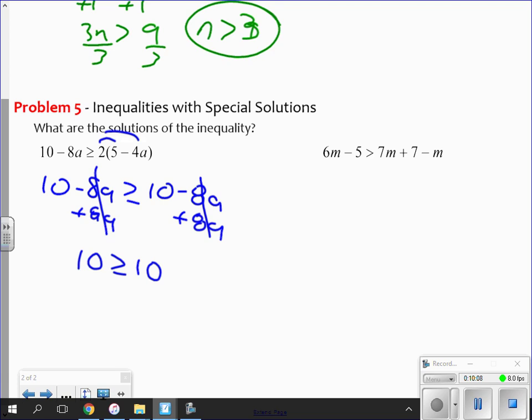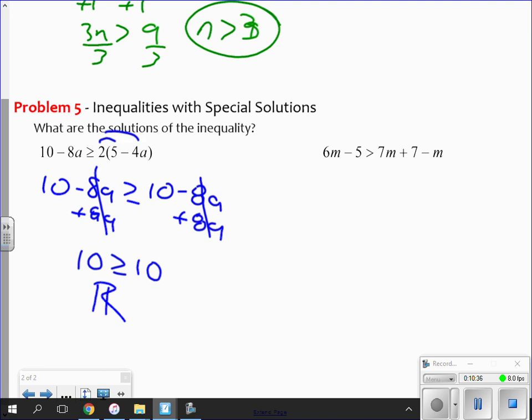Do I have any variables there? No, I don't. When your variables drop out, you have one of two possibilities. This is one of those possibilities. Is that a true statement? Is 10 greater than or equal to 10? This is a true statement. If your variables drop out and you have a true statement, then anything will work. And your answer is all real numbers.